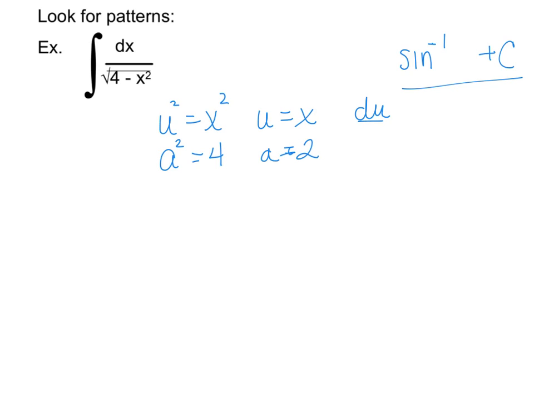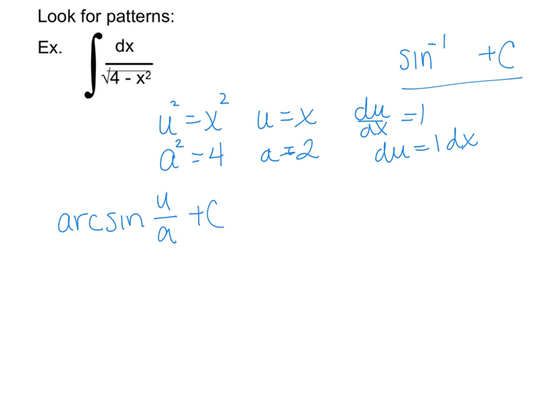All right, so what is du dx? Well, du dx of this would just be 1. So du is 1 dx, which is satisfied in the integral. Since the du is satisfied within the integral, and we know that the integral is going to be equal to the arc sine of u over a plus c, since I know what u and a are, the integral is going to be equal to the arc sine of x over 2 plus c. And that's how that works.